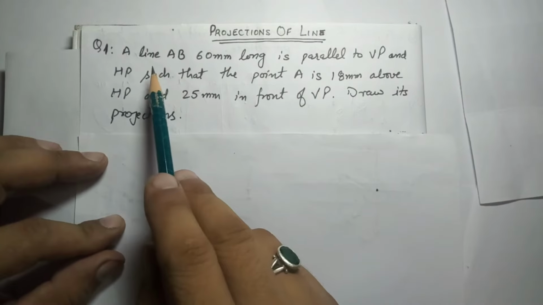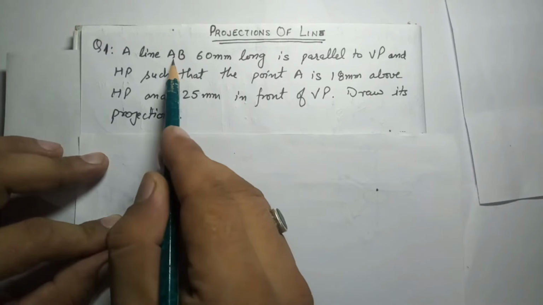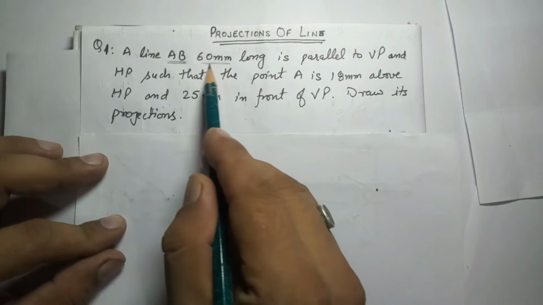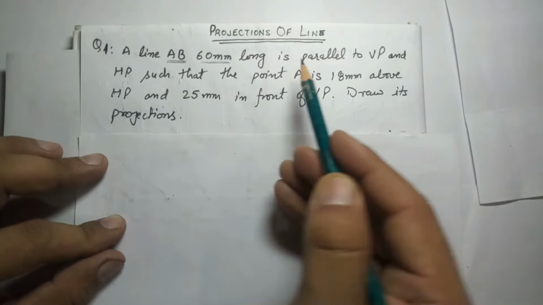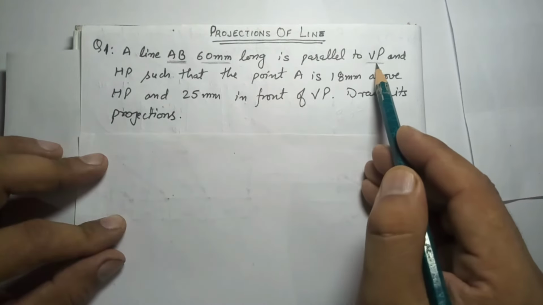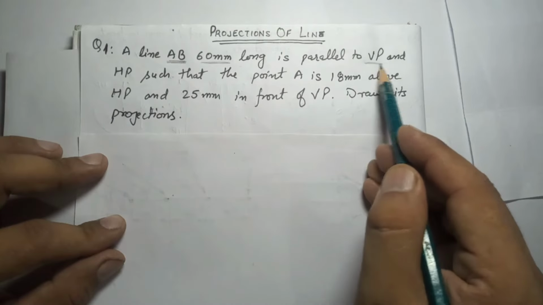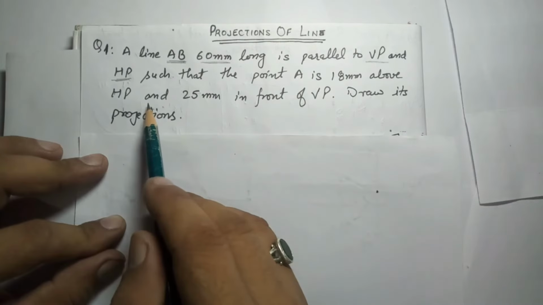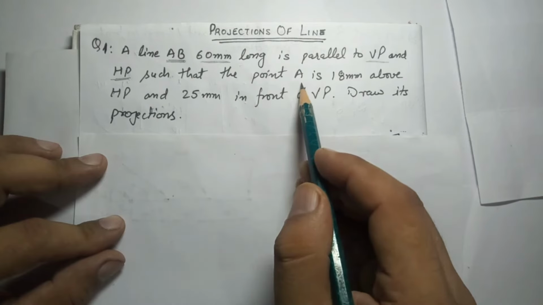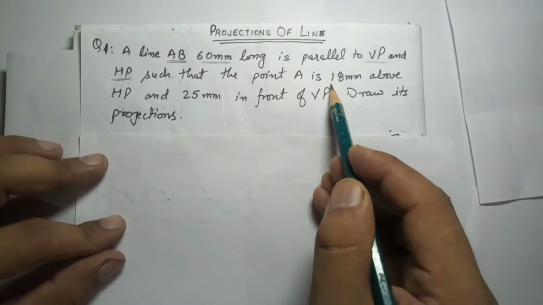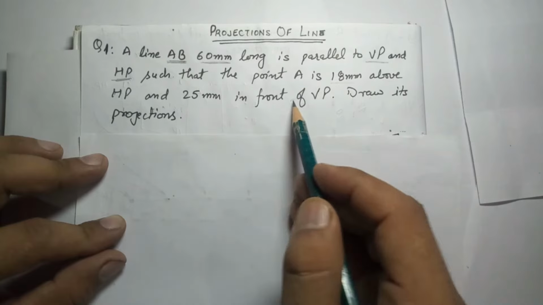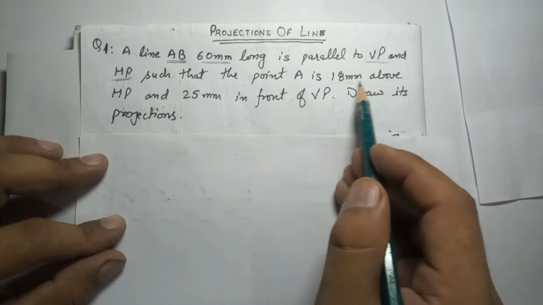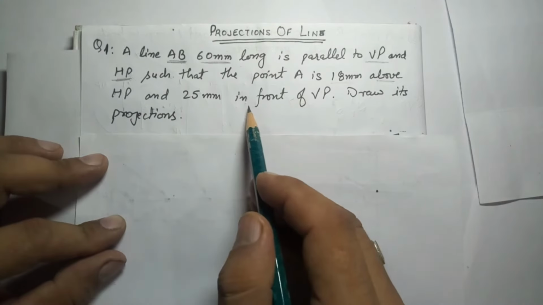Now the question is: a line AB. The name of the line is AB, 60 mm long, so this is the length of the line. Line AB, 60 mm long, is parallel to VP and HP. So this is case number 1, parallel to both VP and HP, such that the point A is 18 mm above HP and 25 mm in front of VP. Draw its projection.